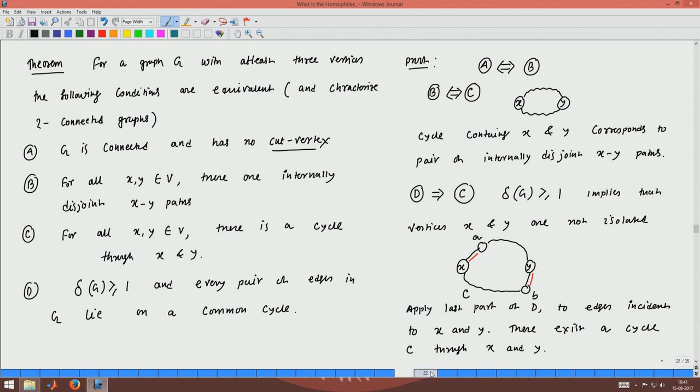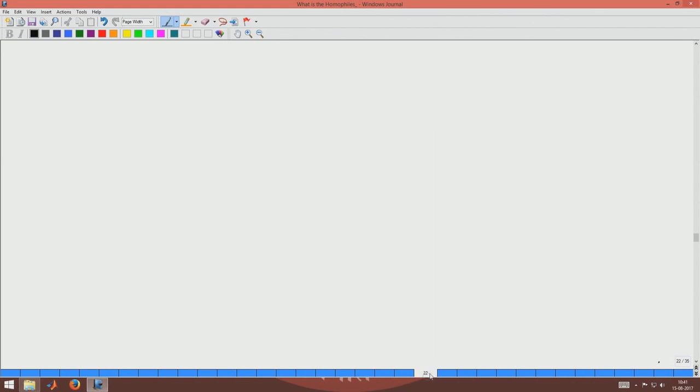Next, we prove that condition A and C implies D, which is non-trivial. So, condition A is that G is connected and has no cut vertex.